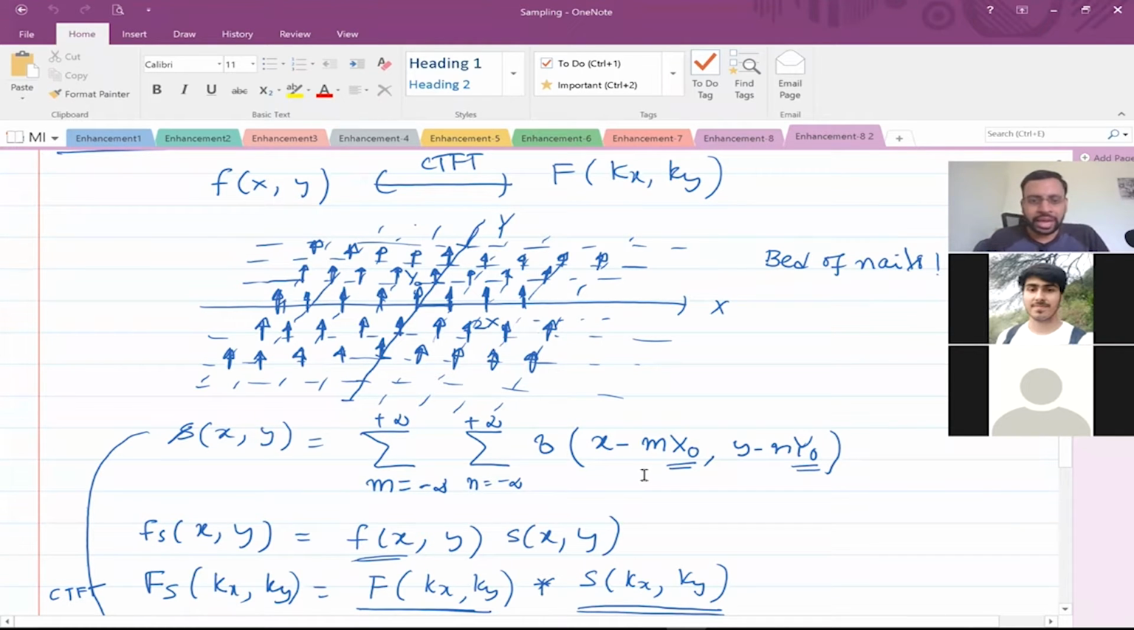And then, by the way, what is it that has an influence on what should be the values of the sampling rates in the x and y directions? What is it that has an influence on deciding what should be the x naught value and y naught value?